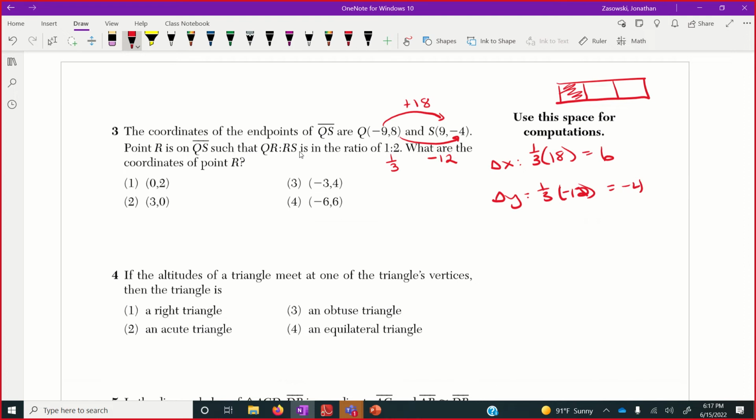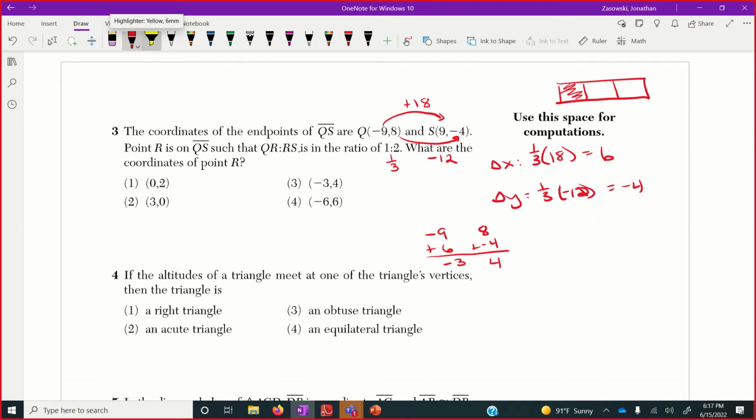So we are going to go back to the original point we started with, okay? Because we're 1/3, we're closer to that first point. And then we're doing negative 9. We're adding 6 to this coordinate. And we're taking 8, and we're adding negative 4 to this coordinate, or subtracting 4. And so we're going to get the point negative 3, 4. And so that's going to be choice number 3.